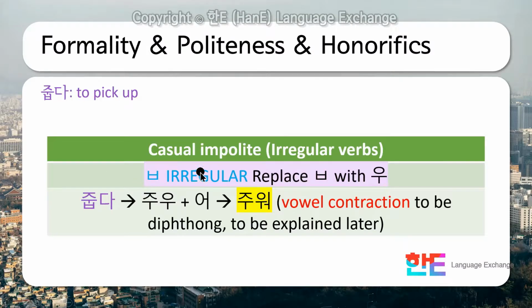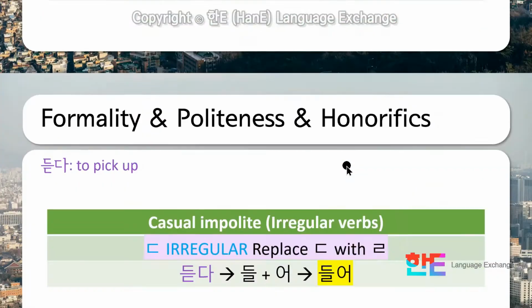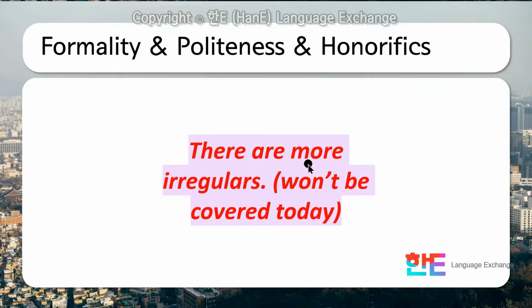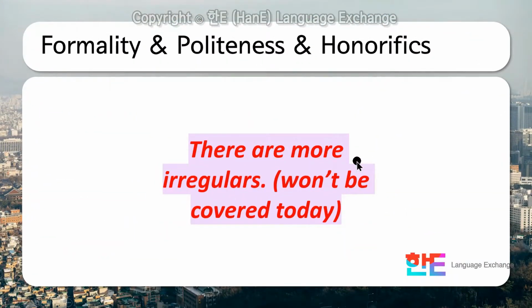And then the rule that I'm going to talk about will tell you this in more detail. But it will be required to add 어 to it. And that gives us 주우어. But then vowel contraction comes into play to turn them into diphthong. And then it will be 주워. So you'll get what I mean after I explain the normal rule. I'll come back to this just because we haven't talked about the normal rule yet. So there are more irregulars which won't be covered today.